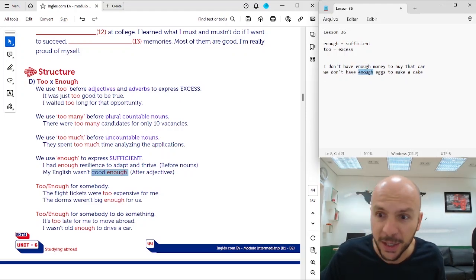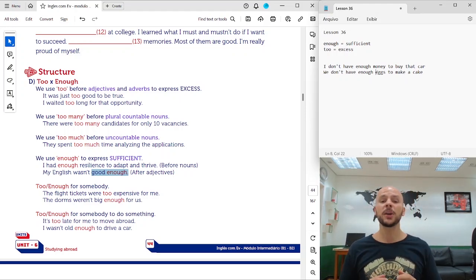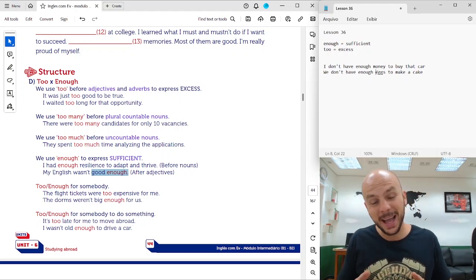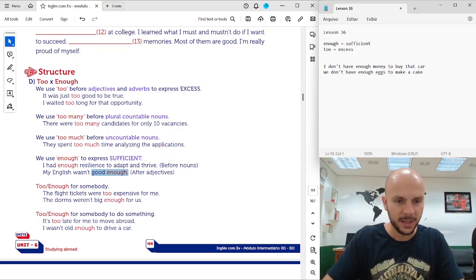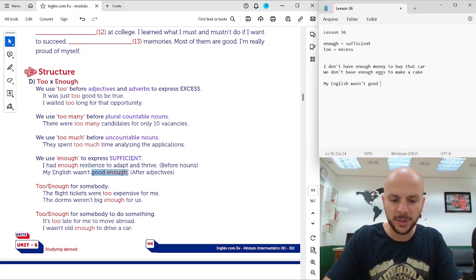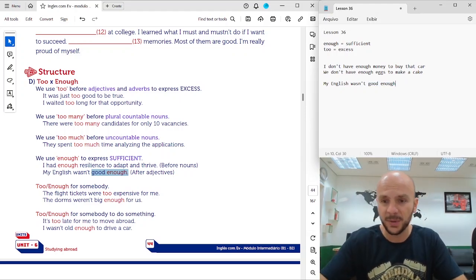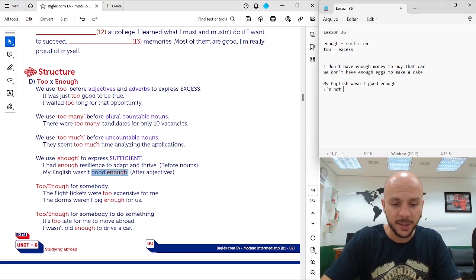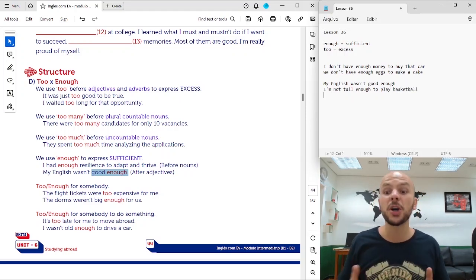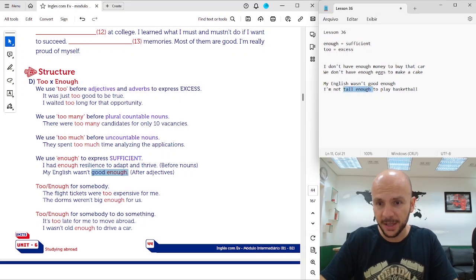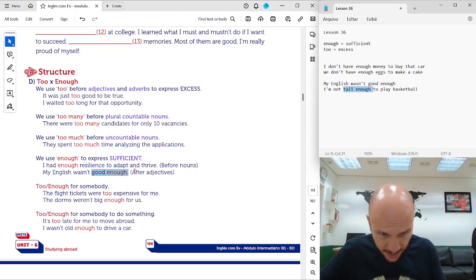Enough money, enough eggs. But if I'm talking about an adjective, it goes after, okay? My English wasn't good enough, okay? Good enough, adjective, enough goes after, okay? I'm not tall enough to play basketball, okay? I'm not tall enough. Tall, adjective, enough after the adjectives here, after the adjectives.